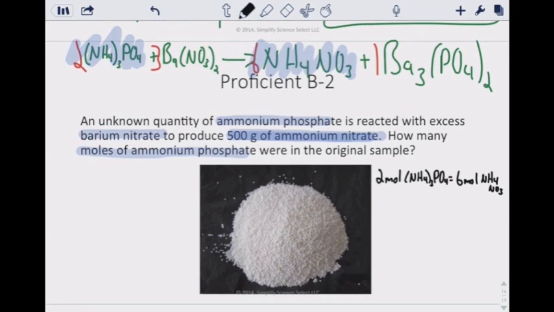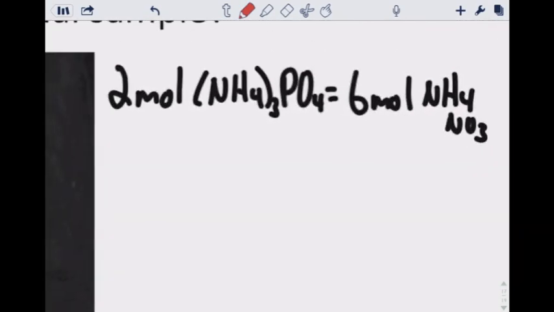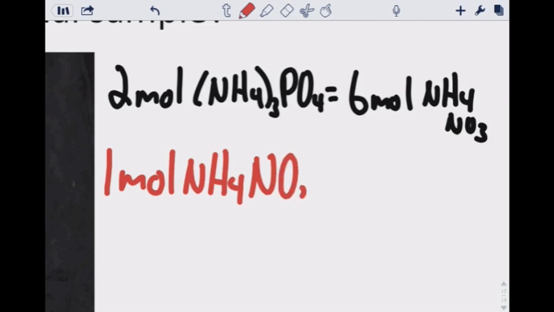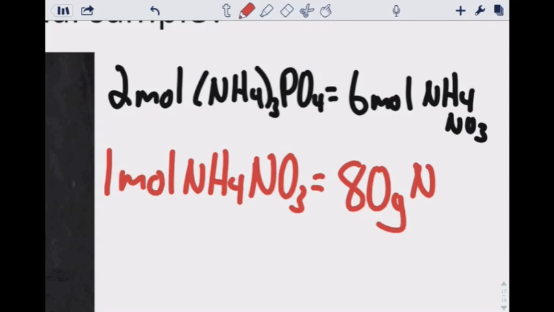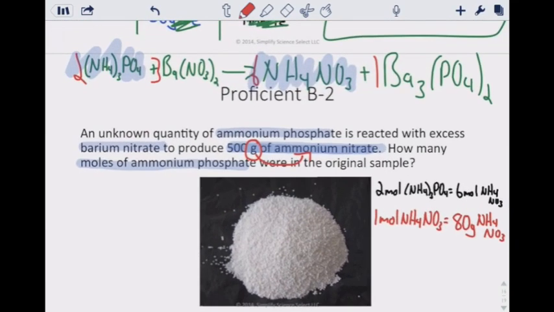So we need the molar mass of ammonium nitrate, which rounded is right around 80. So that's the next thing we write down. Why do we write it down? It said grams of ammonium nitrate. So if it says grams, we have to write down the molar mass. We write down 1 mole of NH4NO3 equals 80 grams of NH4NO3. Okay, so now we have our statements of equality.